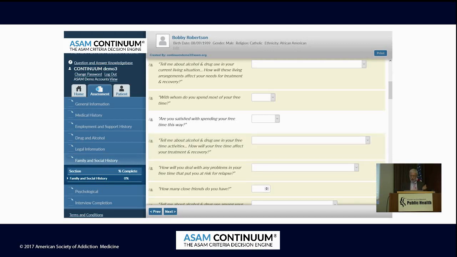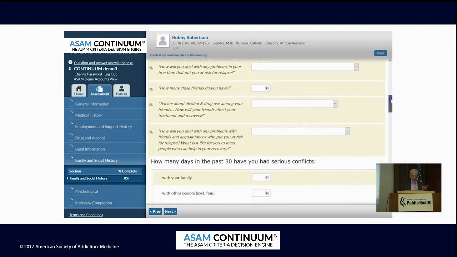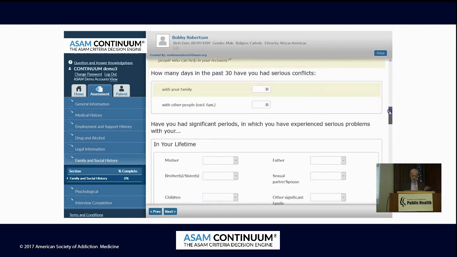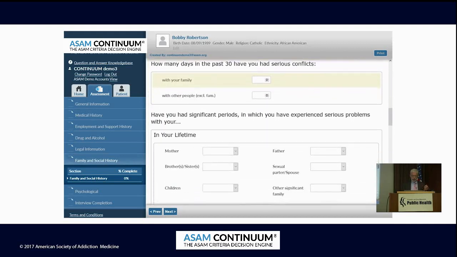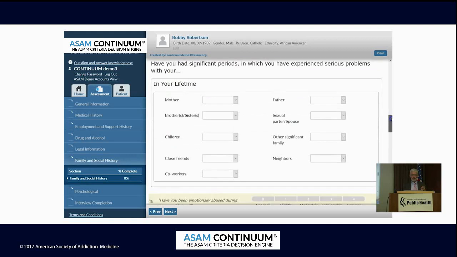Okay. Now, at some point, we're going to assess the whole family situation and the social situation, number of friends, and we're going to talk about conflicts, current active conflicts with family, with other people not in the family, and specific people in your lifetime. And then we're going to get into the abuse sequence.